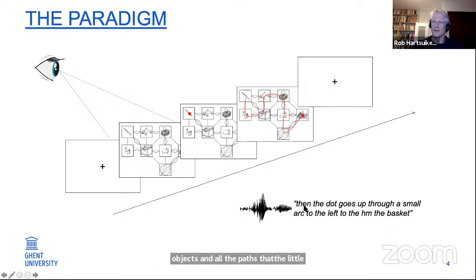Then you get utterances like the one you see over here: Then the dot goes up through a small arc to the left to the basket. We also monitored eye movements during this task to control for disfluencies that were not related to word preparation difficulties. I don't have time to present those eye tracking data, but if you want, we can discuss them in the question and answer session.